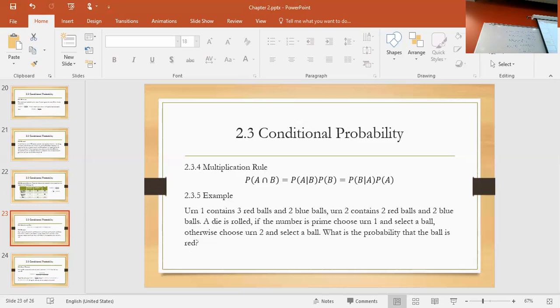One urn, N1, contains 3 red balls and 2 blue balls. Another urn, which will be called N2, will contain 2 red balls and 2 blue balls. A die is rolled. If the number on the die is prime, choose N1 and select a ball. Otherwise, that is, if it is not a prime number, choose N2 and select a ball. What is the probability that the ball is red?